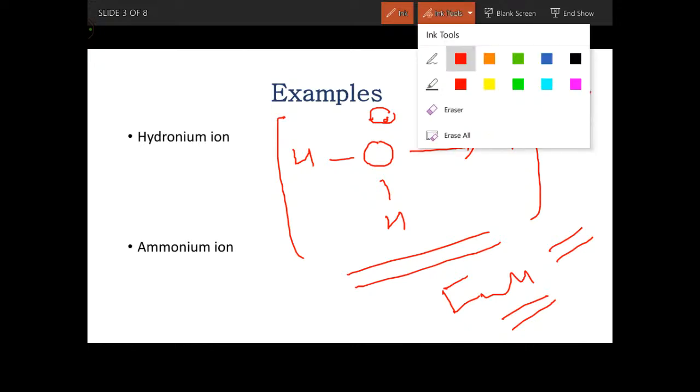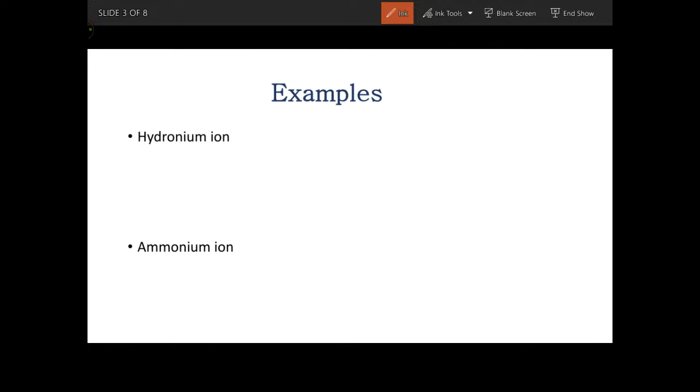Now in the same way we will discuss the ammonium ion. Sir, how will the valency of the hydronium ion be? Let's not talk about valency right now, Aryan. It's not about the valency, it's about the charge. The charge of the hydronium ion is +1.